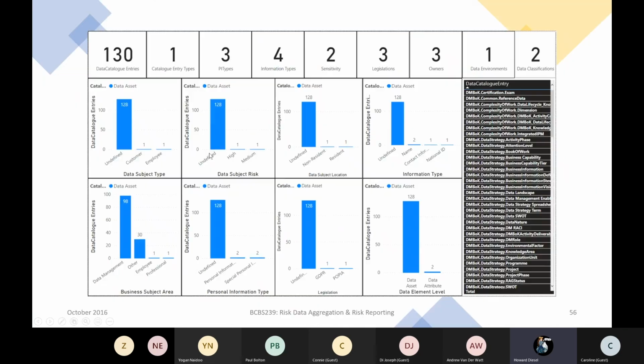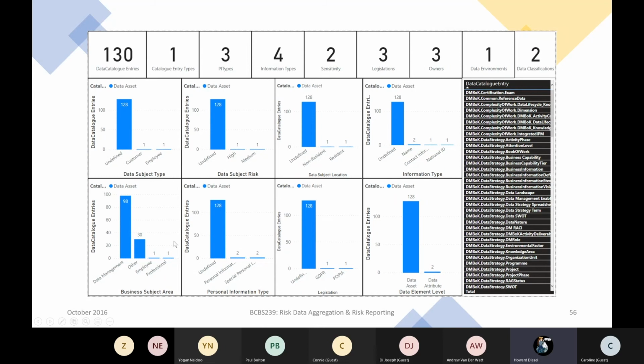Okay. And this allows me to then build a dashboard or an element to say, well, okay, within my data asset, within my environment, I have one table that has customer information and I have one table that has employee information. And then my risk is I've got a level of high and medium, and I've got residents and non-residents, and I've got the GDPR and POPIA legislations that I need to be compliant with. Okay, so there we see we've got 128 data assets, and I've got 2 attributes that are applicable here that I'm looking at.